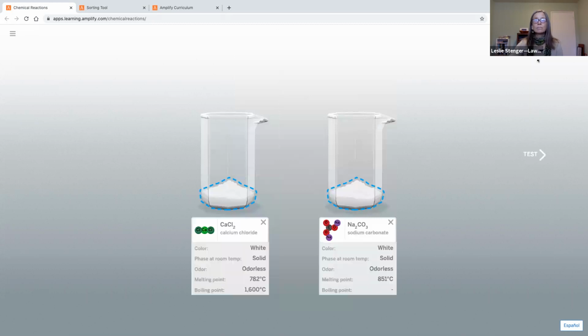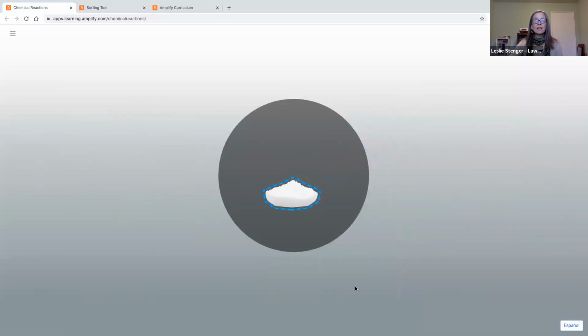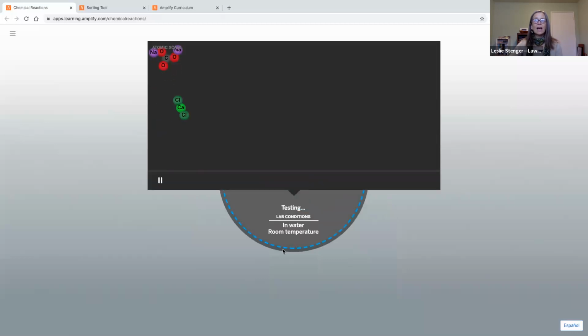I'm going to show the properties. So they're similar, but they definitely have some different properties. And so we're going to test them out and see what happens when we combine them. You can see they're being combined. We have the lab conditions right here. And you also see there's a visualization of what is happening at the atomic level.